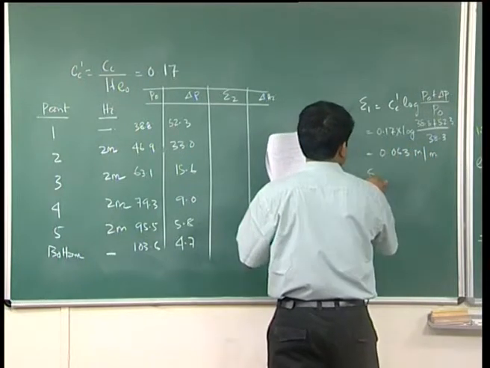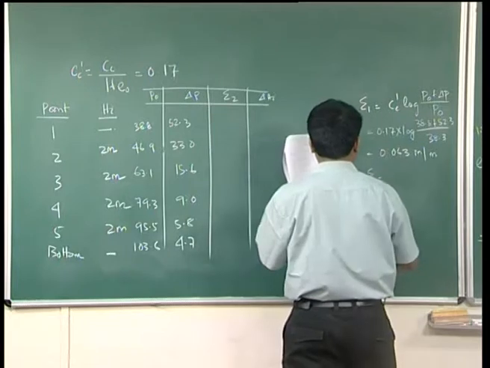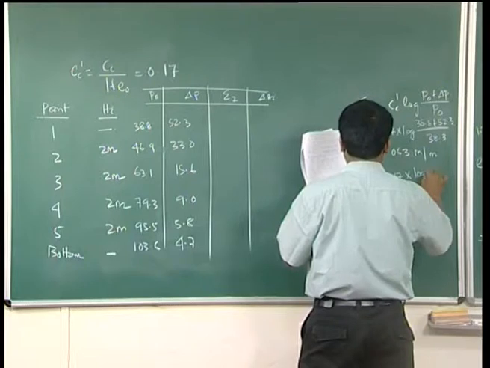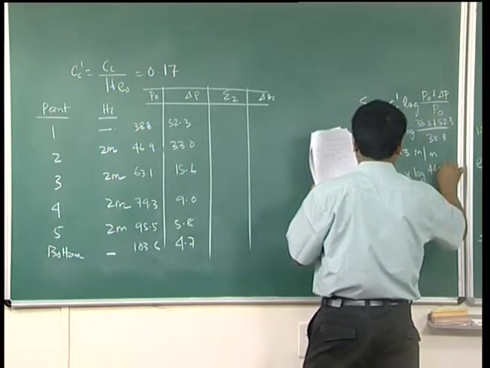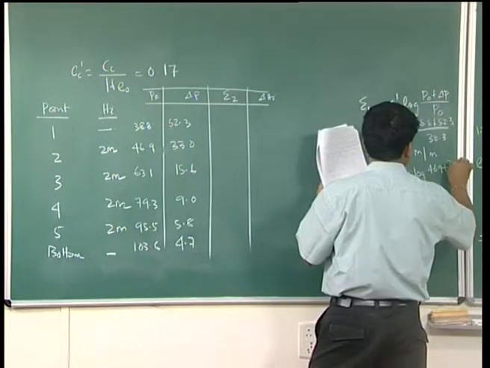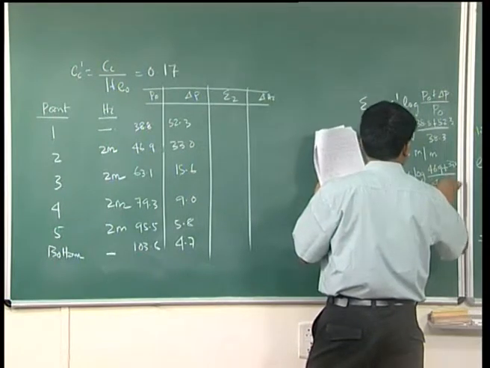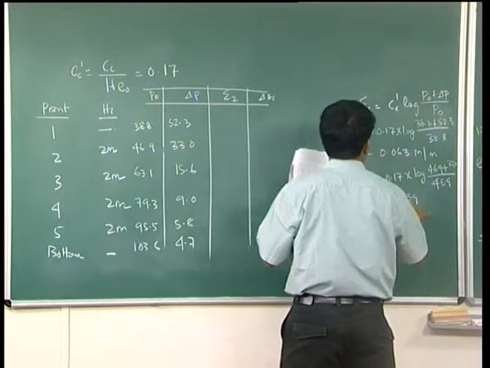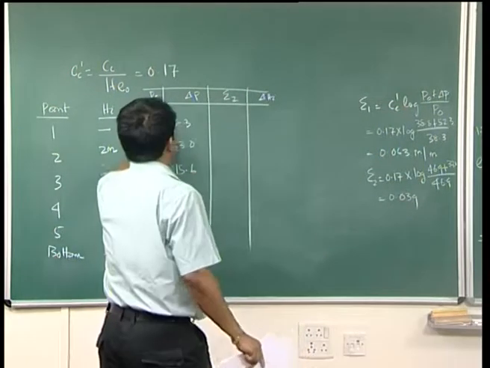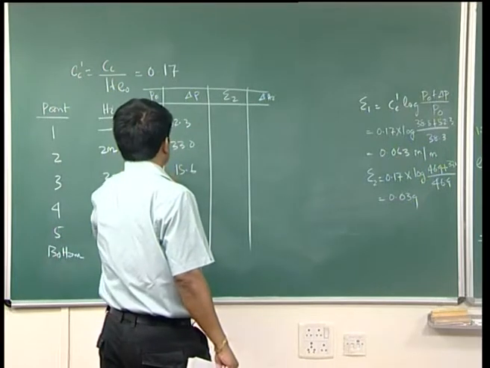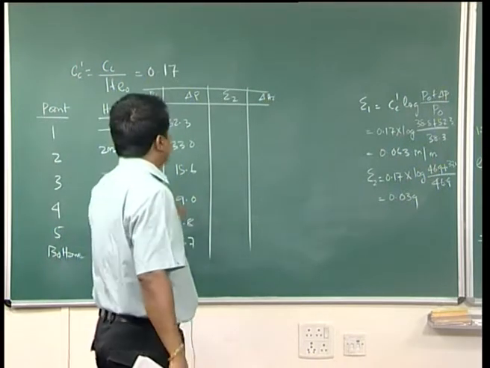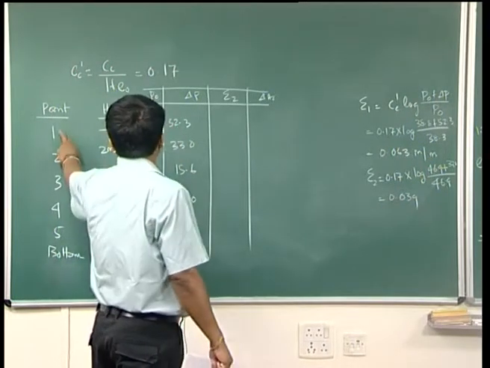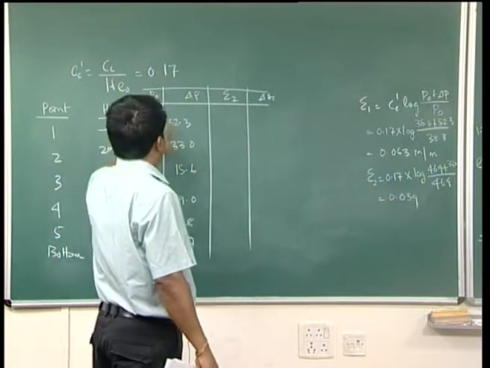Now, xi 2 is equal to also 0.17 into log of (46.9 plus 33.0) divided by 46.9, which is equal to 0.039. The typical calculation is given for xi 1, xi 2, xi 3, xi 4, xi 5, xi 6. If you look at here this strain, xi 1 means at point 1, first layer strain at point 1.